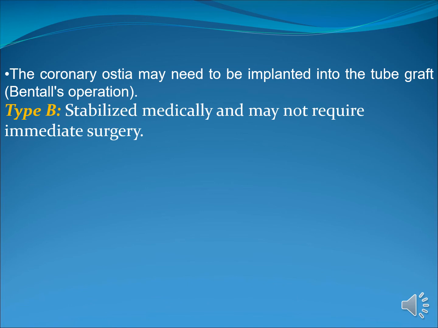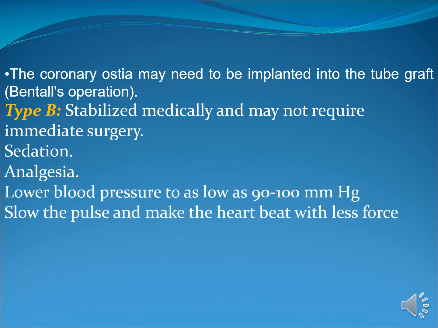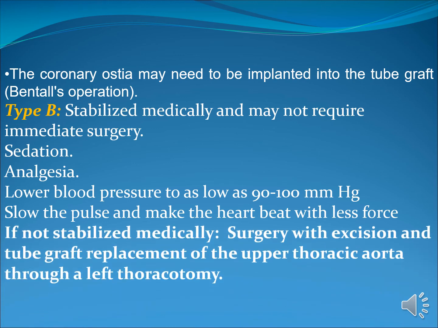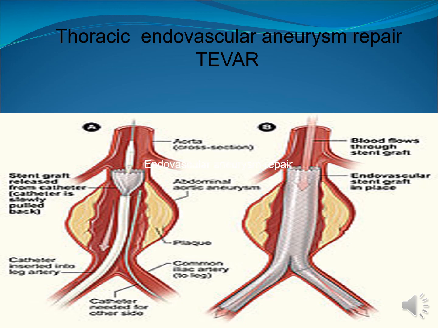Type B, stabilized medically, may not require immediate surgery: sedation, analgesia, lower blood pressure, slow the pulse to make the heart beat with less force. If not stabilized medically, surgery with excision and tube graft replacement of the upper thoracic aorta through a left thoracotomy. Thoracic endovascular aneurysm repair (TEVAR) instead of surgery.